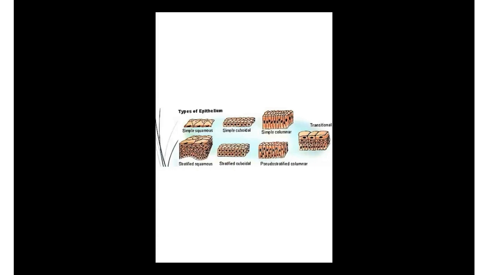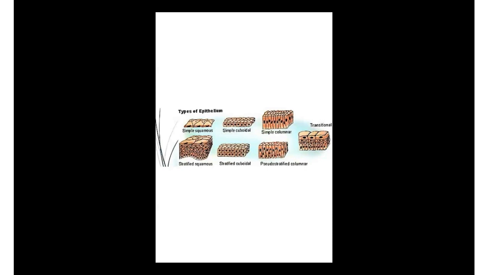We have simple squamous epithelium, then simple cuboidal, simple columnar, then stratified squamous, stratified cuboidal, and pseudo-stratified columnar and transitional epithelium. So simple squamous means कि flat cells they are present with nucleus. Simple cuboidal means cube-like structures they are having. Okay. Then we have simple columnar means tall column-like cells we are having.